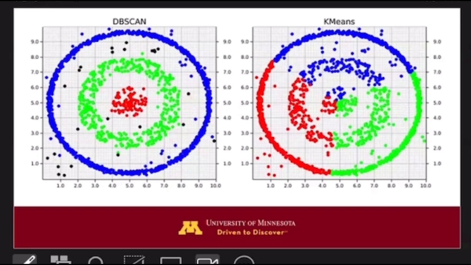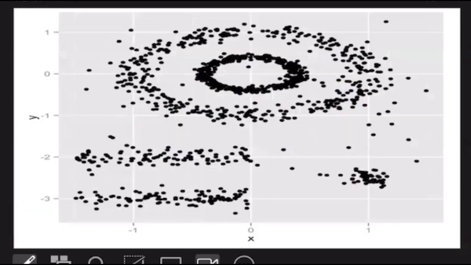Now, I need you to pay attention to this. There are so many clusters here. K-means is not going to do a great job if this is the original shape of clusters in the data set. Can somebody tell me how many clusters you can see? How many?